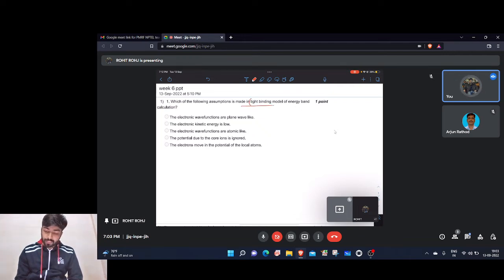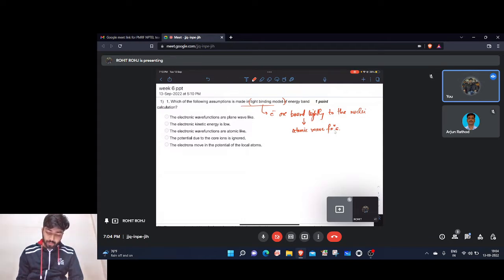Now, the first thing in tight binding model, the first assumption in tight binding model, is that electrons are bound tightly to the nuclei, and when electrons are bound tightly to the nuclei, the orbital functions become atomic like. They have atomic wave functions, and therefore the correct option is that electronic wave functions are plane wave like.